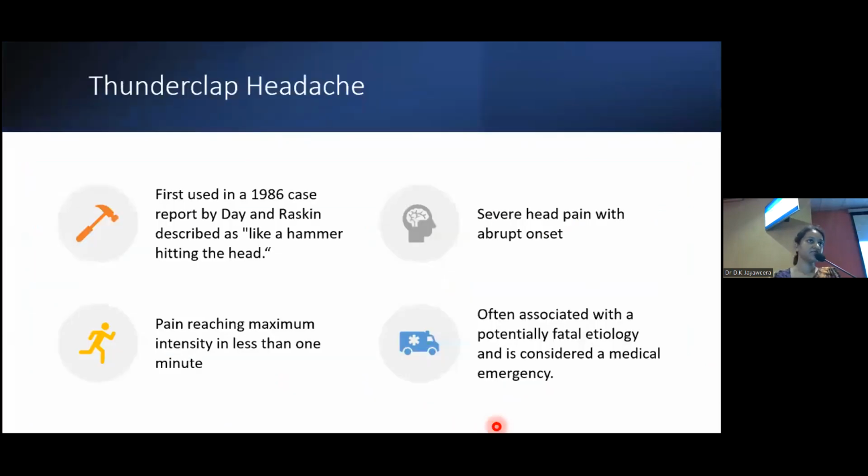So as I mentioned before, the characteristic clinical feature is a thunderclap headache. This term was first coined in 1986 in a case report, and it is described as the worst headache in their lives. What I'd like to draw your attention to is that it is not only the severity, but the fact that the pain in the headache reaches its maximum intensity in less than 1 minute. That is an important feature of a thunderclap headache.